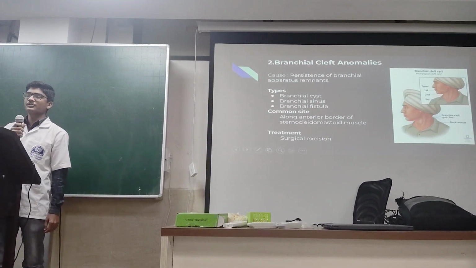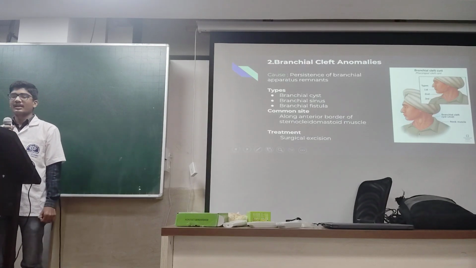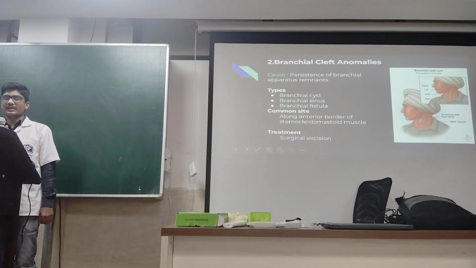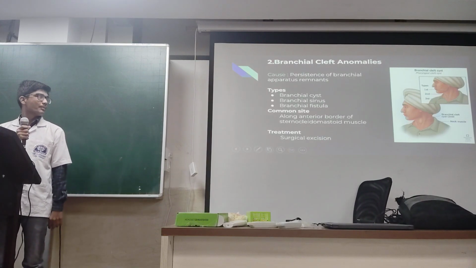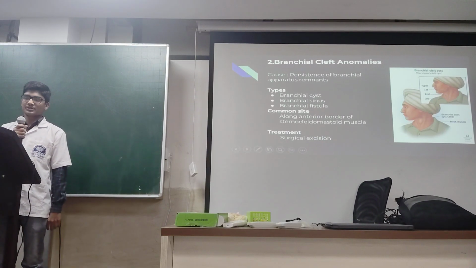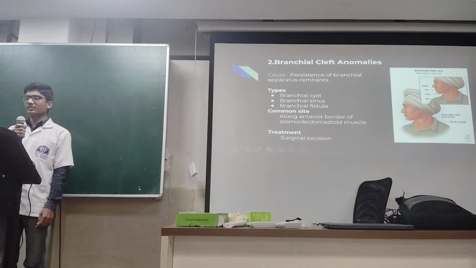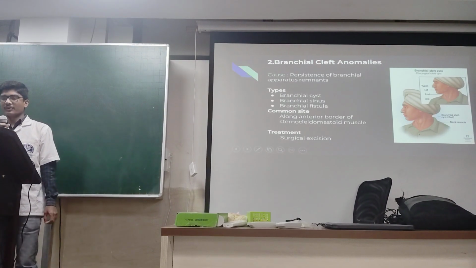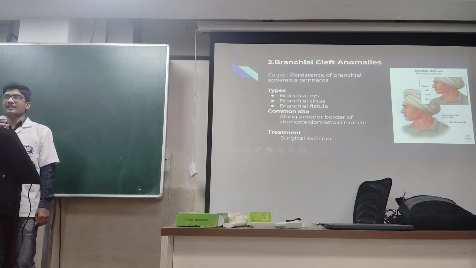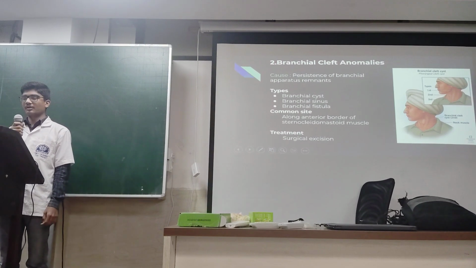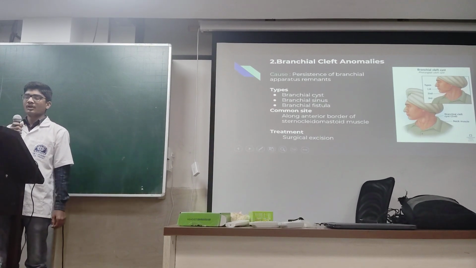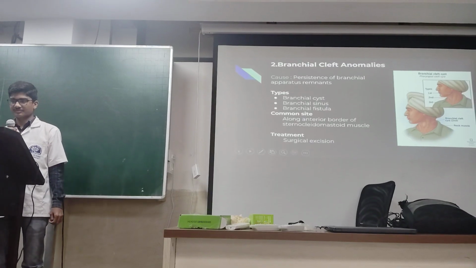Next is the branchial cleft anomaly. It is a persistence of the branchial apparatus remnants. The types are branchial cyst, branchial sinus, and branchial fistula. The common site is along the anterior border of the sternocleidomastoid muscle. Treatment is surgical excision, which is the complete removal of the cyst with the help of surgical instruments.